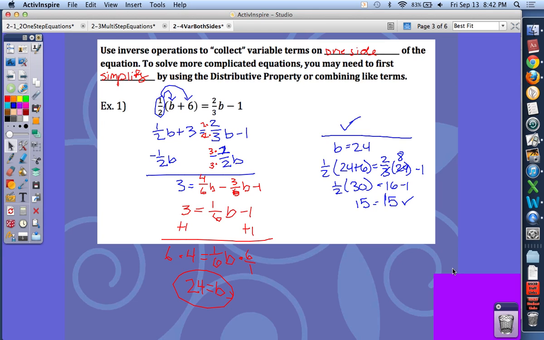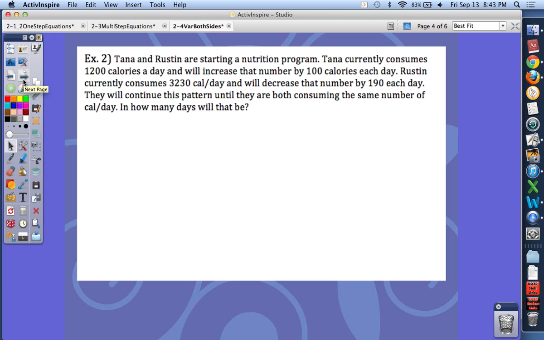All right, so on the next example, Tana and Rustin are starting a nutrition program. Tana currently consumes 1,200 calories a day and will increase that number by 100 calories each day. Rustin currently consumes 3,230 calories per day and will decrease that number by 190. Try to set up an equation here. Solve it if you feel confident in it. Otherwise, if you want to work with me, work with me.